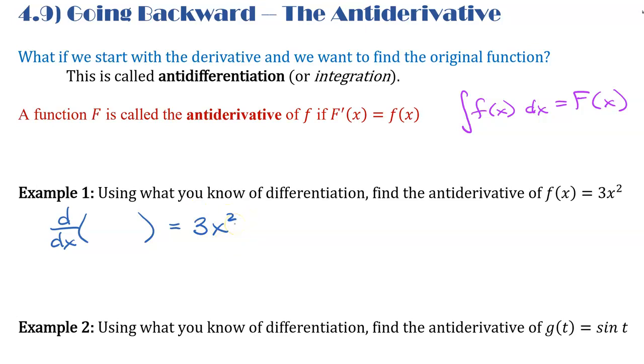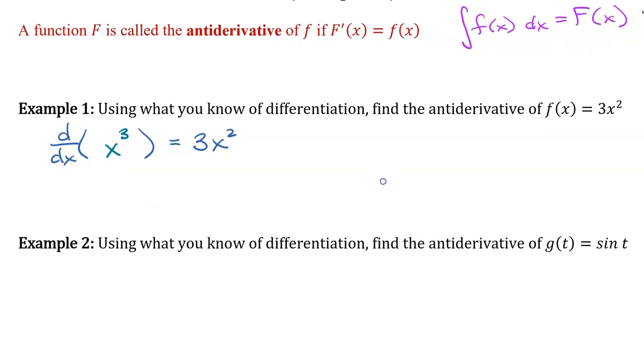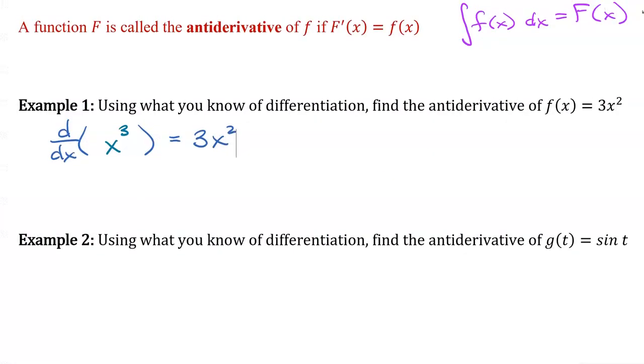So what about the original being x cubed? And we can check this using derivatives. If we take the derivative of x cubed, the 3 would come out front and we would go down a power, exactly the result that we got. So this is how antidifferentiation works. You're literally going backwards.